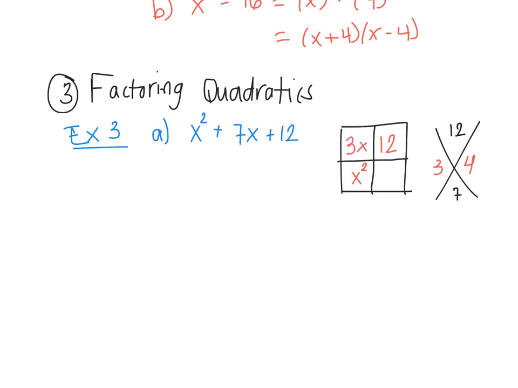So 3x, 4x. And so let's think about this area in terms of adding these up. If I wanted the total area of this box, I would add up each of the smaller areas. So x squared plus 3x plus 4x plus 12. So this is how we're representing our original quadratic here. You can also think of area as length times width.